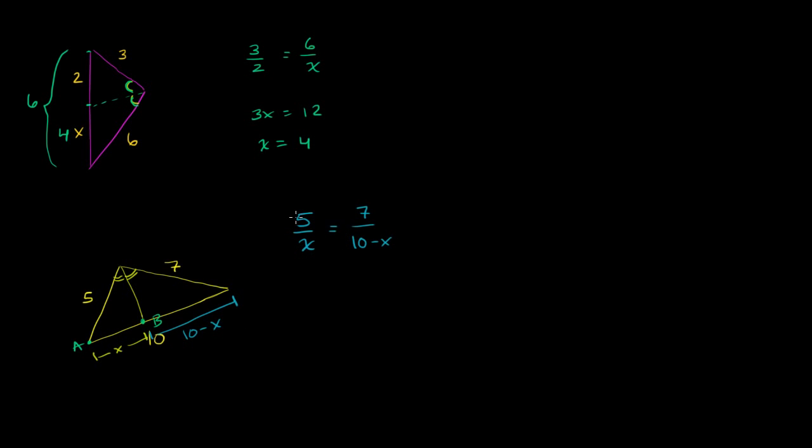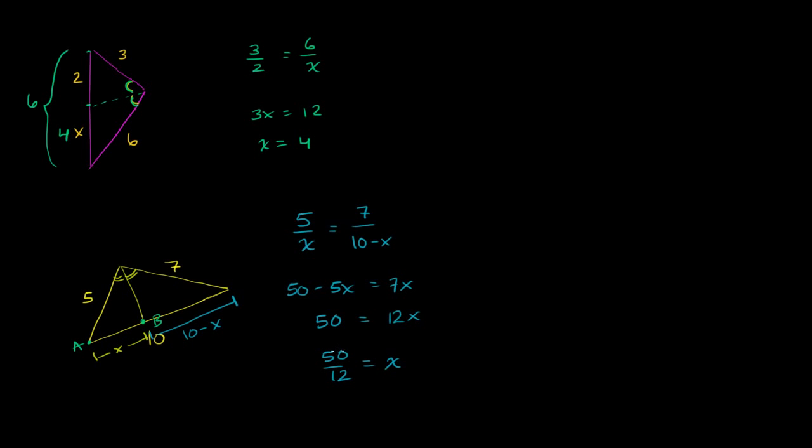And we can cross multiply. 5 times 10 minus x is 50 minus 5x. And then x times 7 is equal to 7x. Add 5x to both sides of this equation. You get 50 is equal to 12x. We can divide both sides by 12, and we get 50 over 12 is equal to x. And we can reduce this.